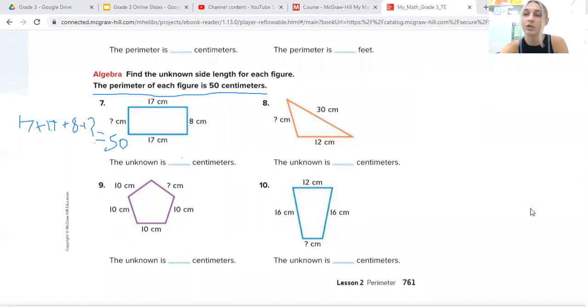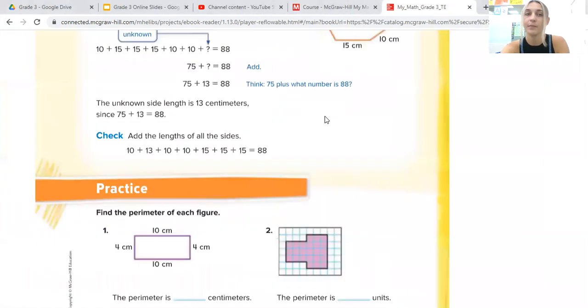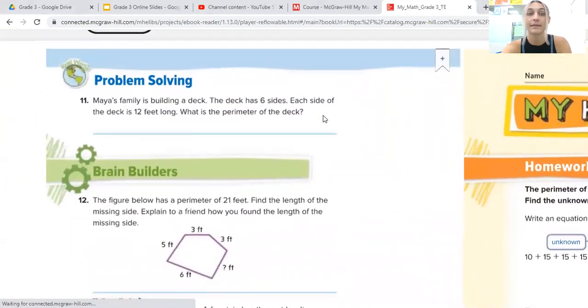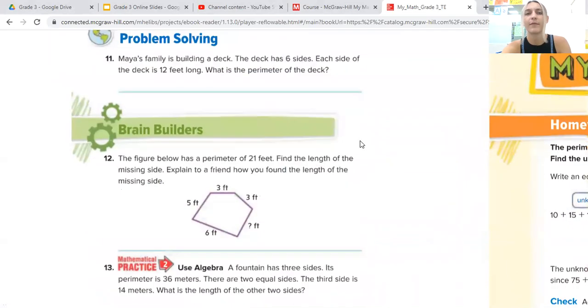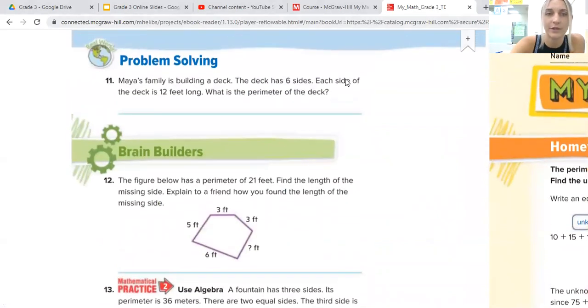Last page. All right. Now, sometimes we won't do all of these, so just follow along. Make sure you just do the ones I tell you what to do.